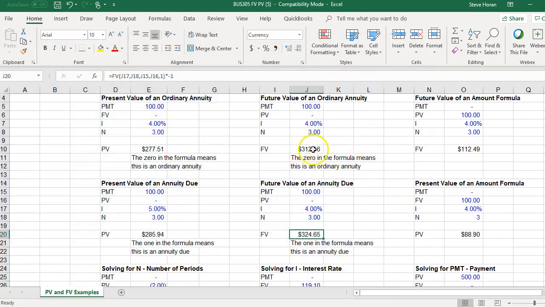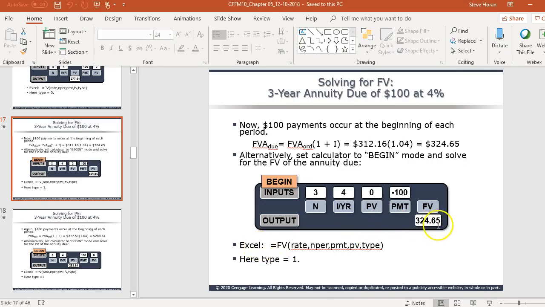And so what I want everybody to see is that I've got the exact same inputs here and here, and the annuity due is a larger amount. And that will always be the case when we have the exact same inputs, because I get that money sooner, at the beginning of the year, so I've got more compounding. So the annuity due always has a higher value. Okay, so I got that 324.65.